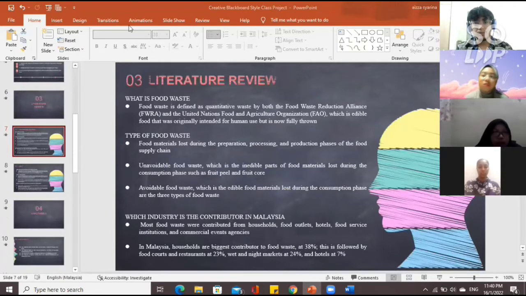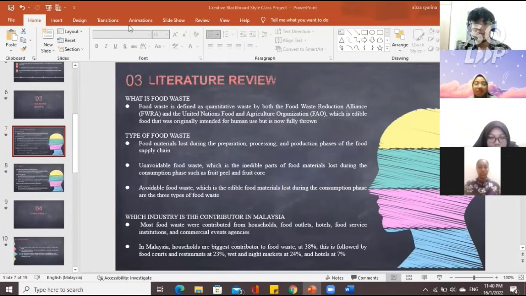Okay, for the literature review, what is food waste? Food waste is defined by both the Food Waste Reduction Alliance and the United Nations Food and Agriculture Organization as edible food that was originally intended for human use but is now fully thrown away. So for the types of food waste, there are 3 types.